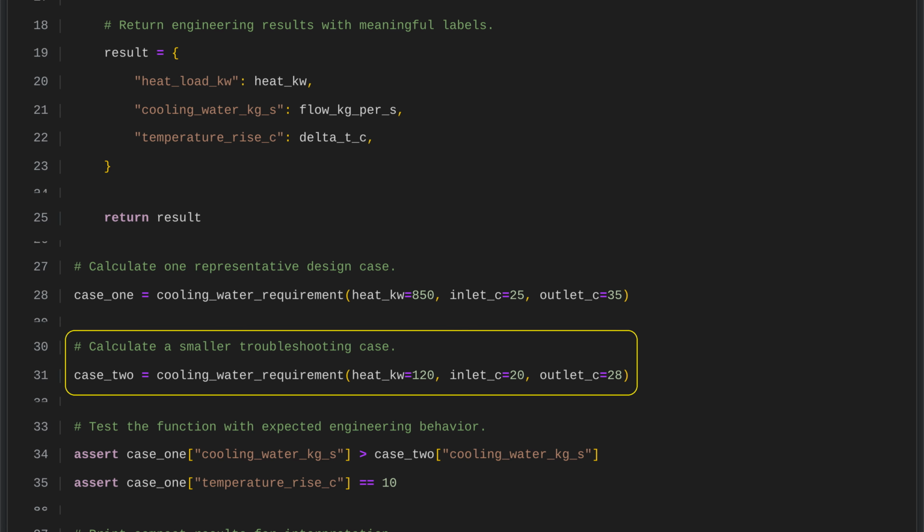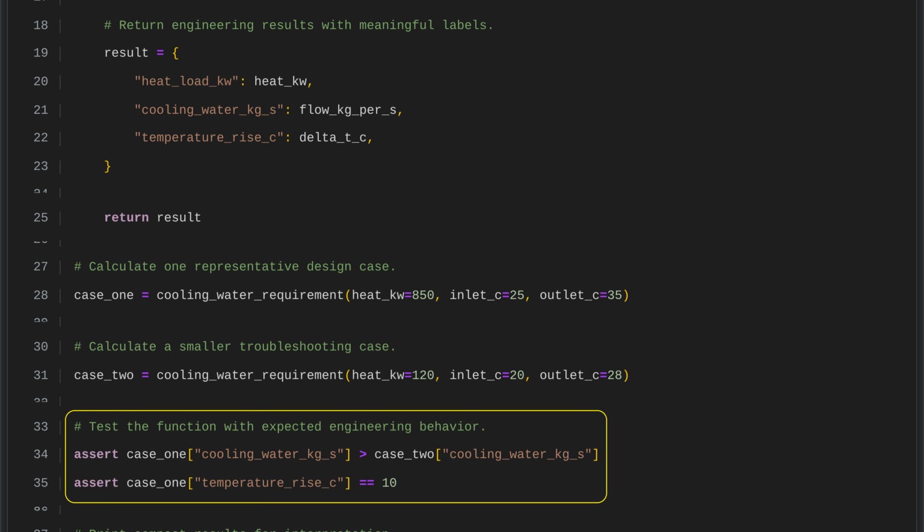This example tests a cooling water requirement function for a smaller troubleshooting case. Using a heat load of 120 kilowatts and water warming from 20 to 28 degrees Celsius, the function calculates the required flow rate and returns labeled results for interpreting the system conditions.